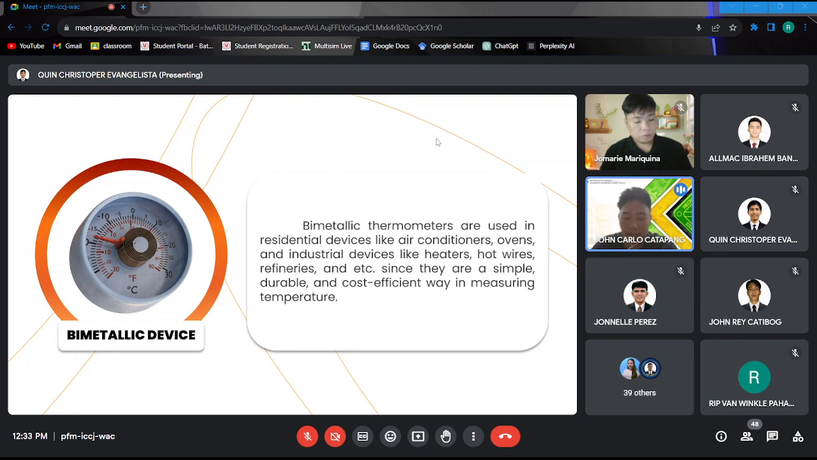So kalimitan nga daw pong ginagamit po itong ating biometallic device sa mga device, sa mga appliances like electric kettle po. Ito po ay nagsisilbing safety component na kapag sobra na po yung init or kumukulo na po yung ating electric kettle ay nag-shutdown na po ito. Next po.